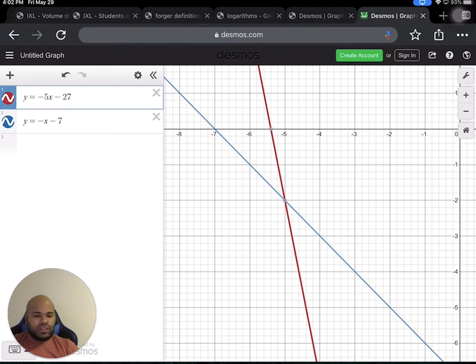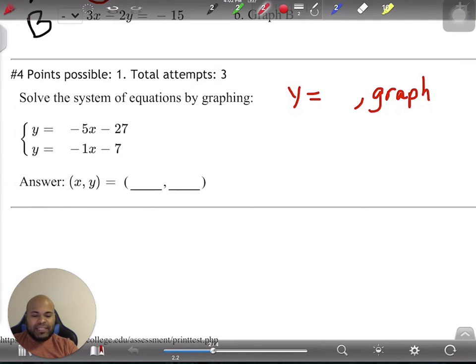And if you look, let's see what happened here. So if you look, it looks like the answer is negative 2, negative 5. Oh, I'm sorry, negative 5, comma negative 2. Always look at your x value first and then your y. You see what I did there? Okay, so negative 5, comma negative 2. So I'm going to go back here, and the answer is negative 5, comma negative 2.